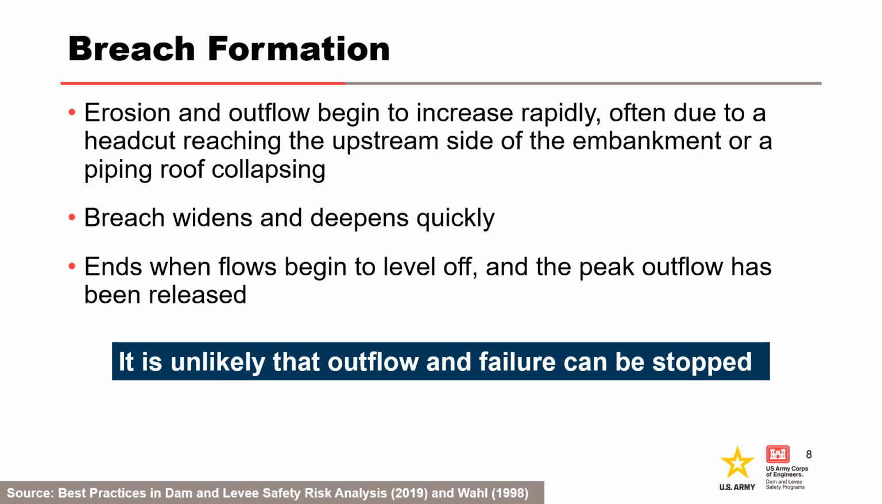The breach formation phase begins when erosion and outflow begin to increase rapidly, often due to a head cut reaching the upstream side of the embankment or a piping roof collapsing. During this rapid downcutting phase, the breach widens and deepens quickly. It ends when flows begin to level off and the peak flow has been released. It is unlikely that outflow and failure can be stopped.